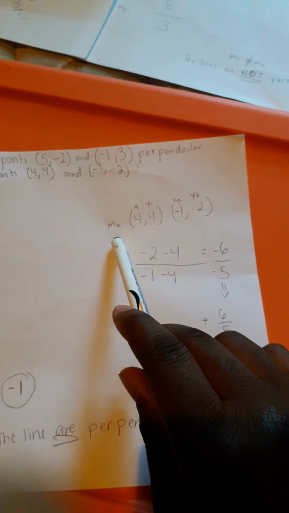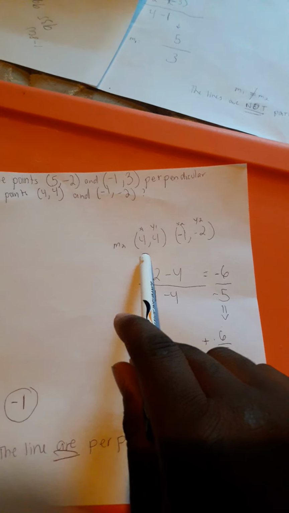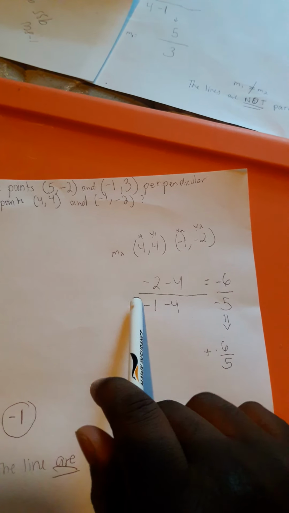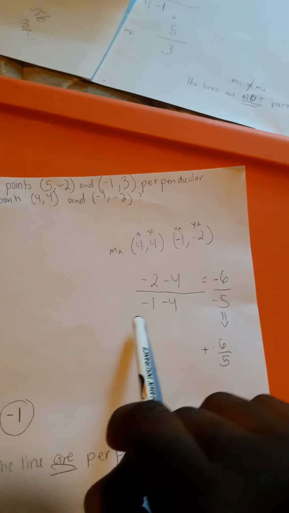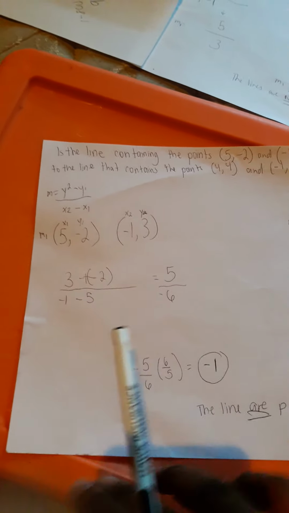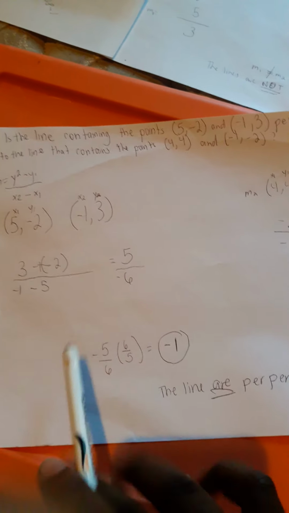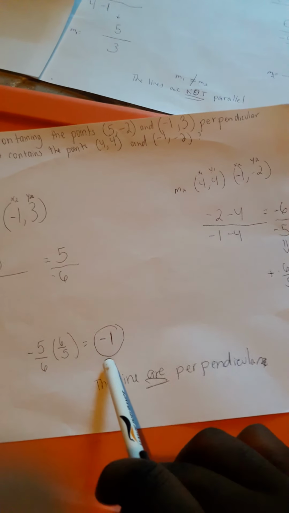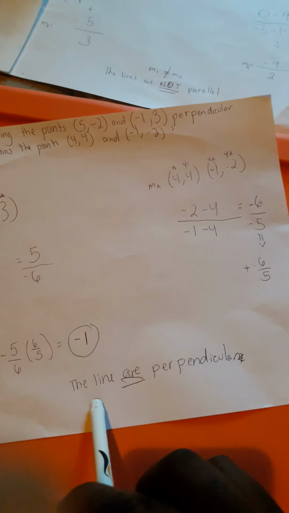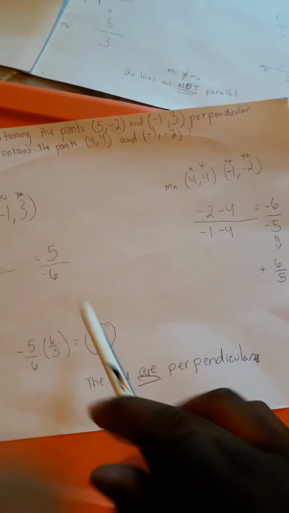And then for the next equation, the slope, well, sorry, it's the other one. So x1, y1, x2, y2. So this is -2 minus 4 over -1 minus 4, which is 6/5. And we can convert that to a positive. I did the same as the last one. I dropped these two slopes. We found the slopes, and I multiplied them, which gave me -1. So we know that the lines are perpendicular because they're -1. Okay.